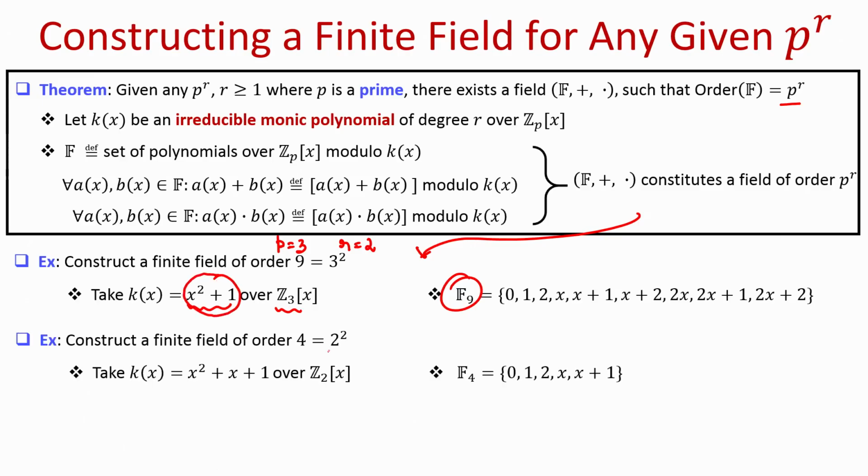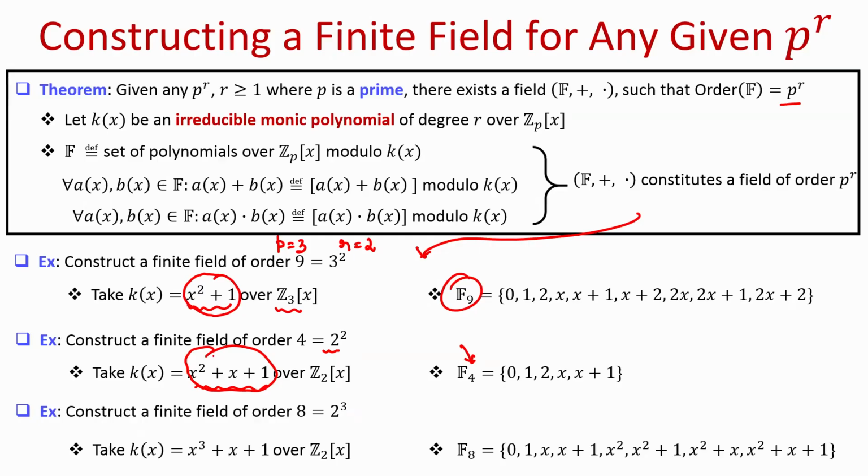If I want to construct a finite field of order 4, the characteristic should be 2. So I will take an irreducible polynomial of degree 2. If you take this irreducible polynomial and this to be your F4 set, then my plus and dot operations will be defined modulo this irreducible polynomial, and so on.